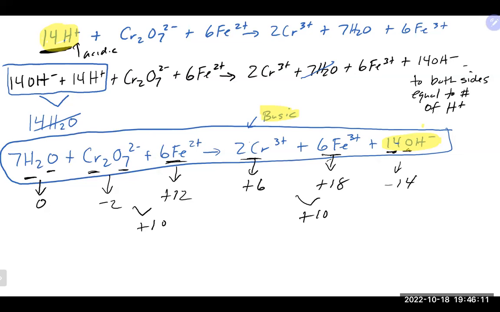That is probably the easiest way to do basic. It's just to do acidic, add the OH minus to both sides, combine the water, and in most cases, you'll have some water to reduce down, and then you would have your basic reaction. Any questions on any of those steps there?